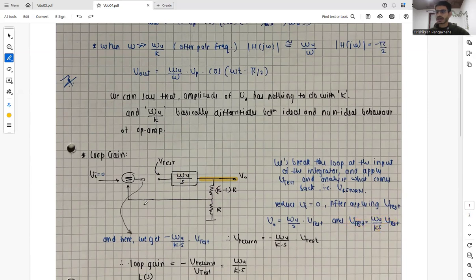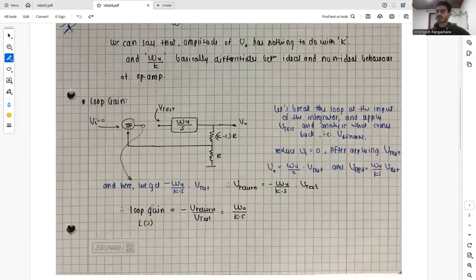And here, at this point, as Vi is 0, we get the minus sign over here. And at this point we return, or the return voltage is nothing but omega u by k times s multiplied by V test, and that's how we get our V return. When we talk about loop gain, to remove the effect of this minus sign, we have V return divided by V test, and the value comes out to be omega u by k s, and that's how we define our loop gain.